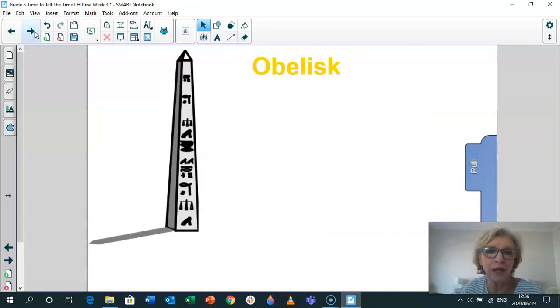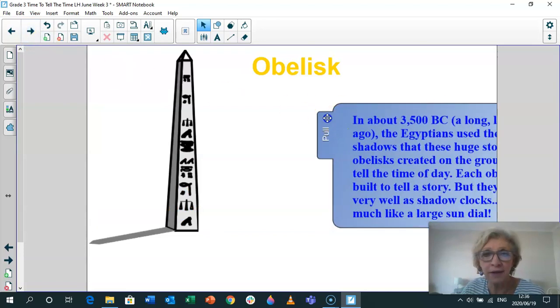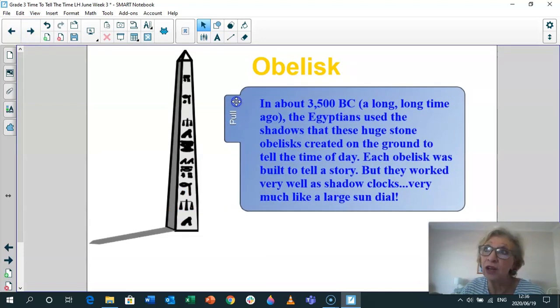That's also very clever. Now, an obelisk, that looks small, but it's actually huge. They were used in Egypt, and they also caused a shadow to be shown when the sun shone on it in about 3,500 BC, a long, long time ago.